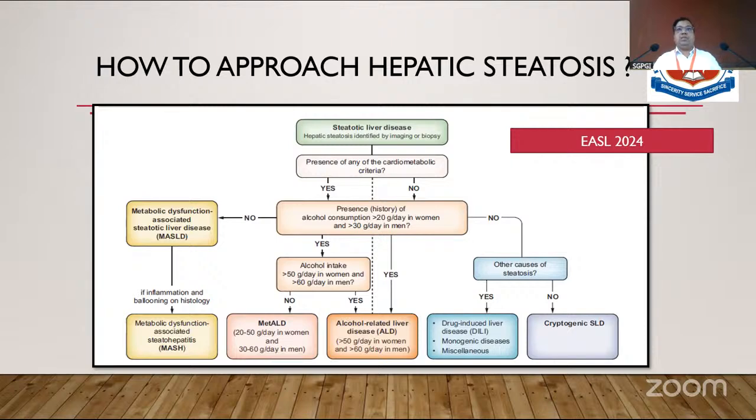If a patient comes with steatotic liver disease, we have to ask about cardiometabolic risk factors and alcohol intake. If the patient is non-alcoholic and having cardiometabolic risk factors, the patient comes under metabolic dysfunction associated steatotic liver disease, that is MASLD. If alcohol intake is more than 50 or 60 grams, it comes under alcoholic liver disease. If the patient is having cardiometabolic risk factors along with alcohol intake, it comes in MetALD. And other causes like drug-induced steatotic liver disease and cryptogenic SLD, I told you previously.